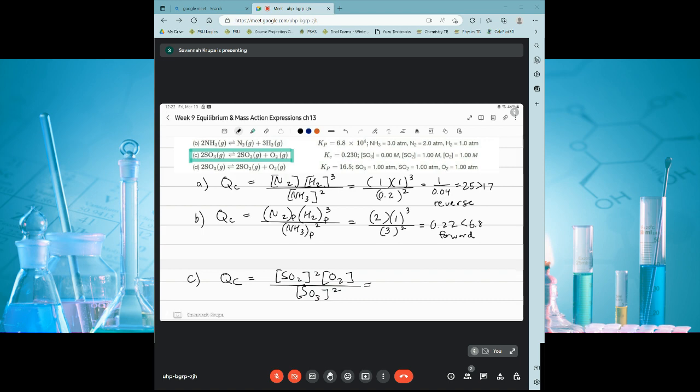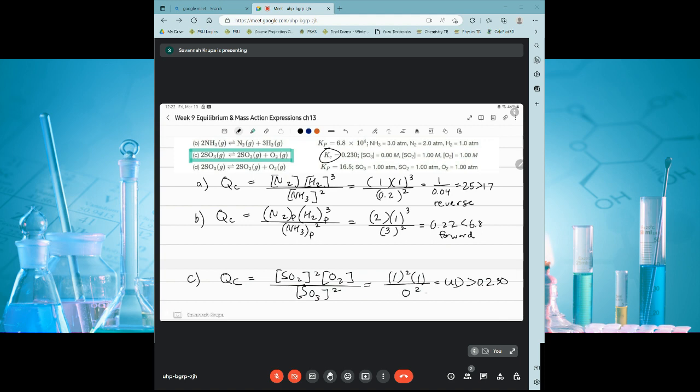So for SO2, we have a molarity of 1 squared, and then for oxygen gas, we have 1 as well, divided by the concentration of SO3. And because in the problem it gives us the concentration of SO3 as 0, this is an undefined situation, and since it's undefined, it's going to actually go reverse. And the constant that it gives us is 0.230.